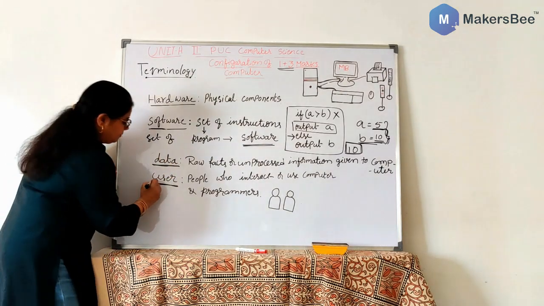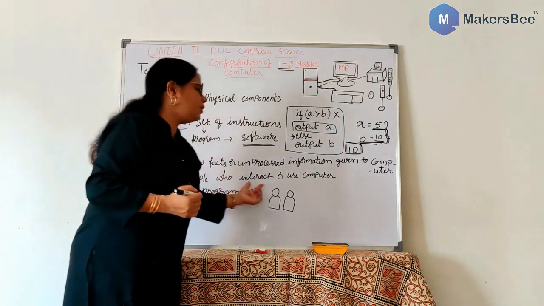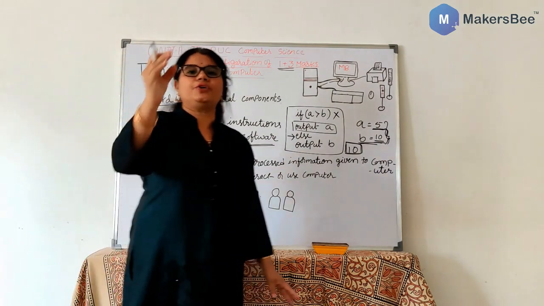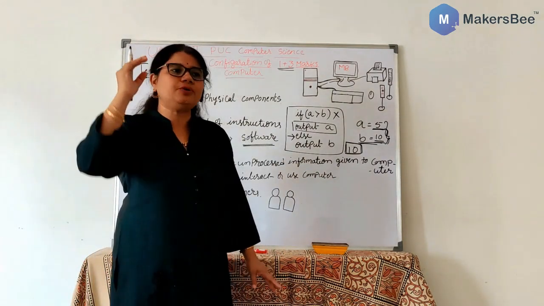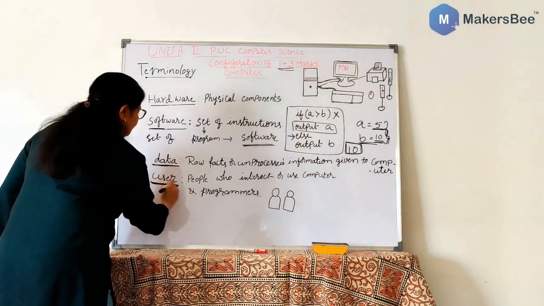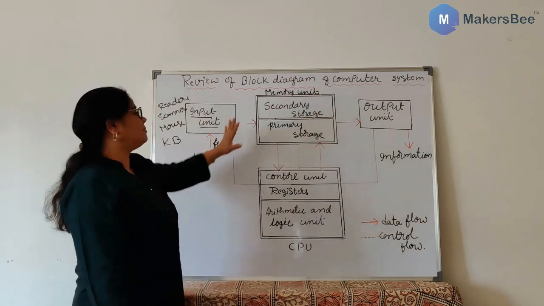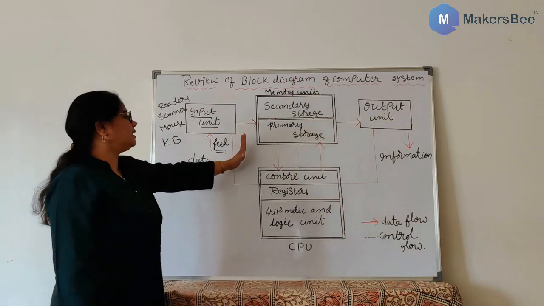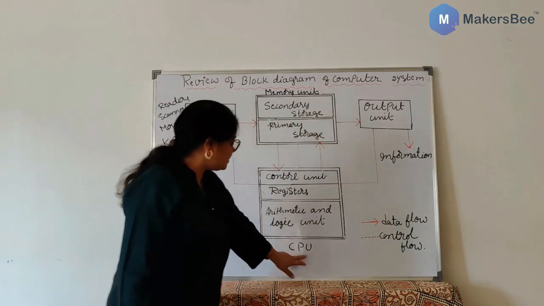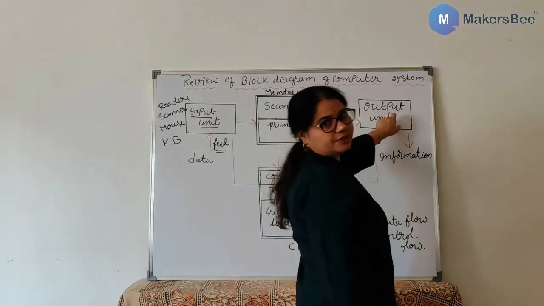Now let's come to the point of user. Users are the people who interact with the computers. Me and you are the people who are going to use the computers. We are going to program the computers. So the people are called the user. Now let's discuss the block diagram of computers. So the block diagram is here. The block diagram consists of input unit, central processing unit, memory unit and output unit.